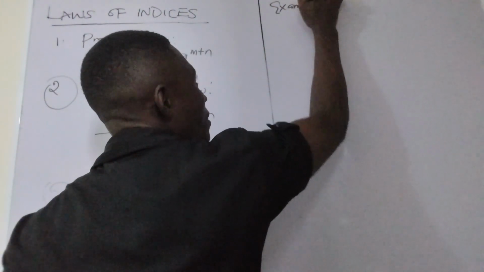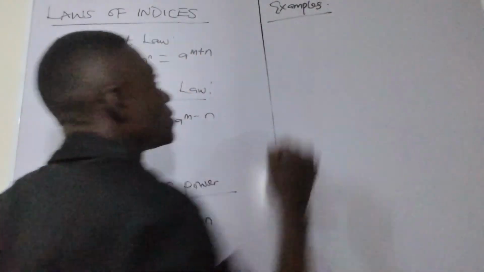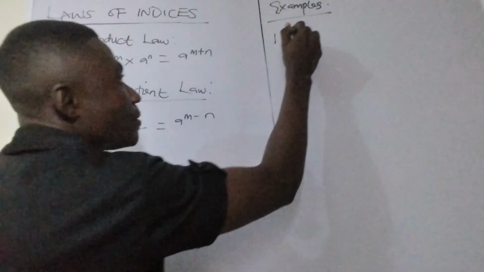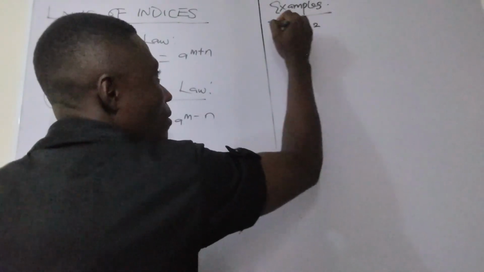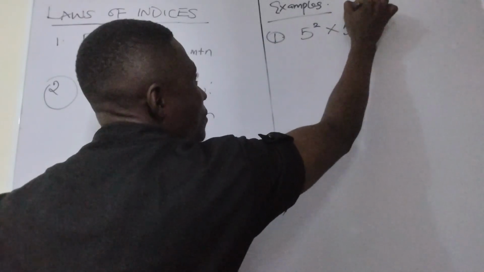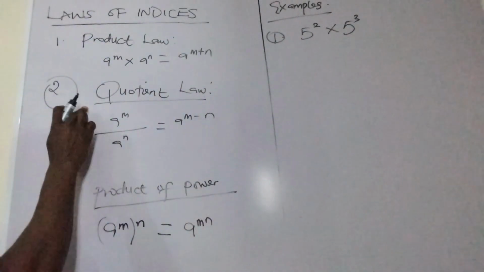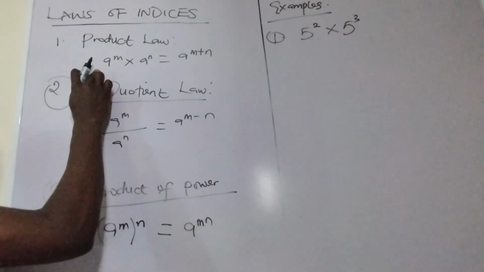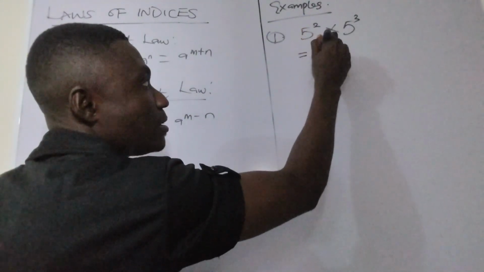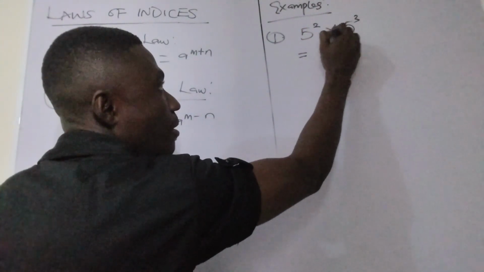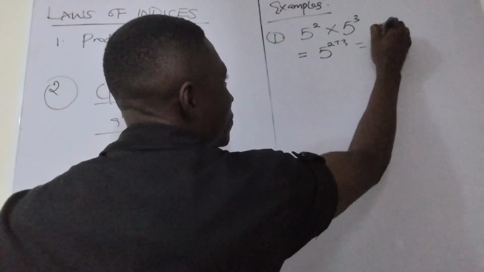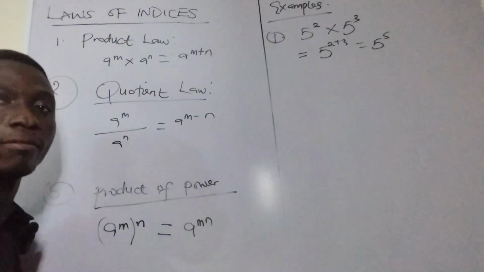Examples. So let's say for number one, we are given 5 to the power of 2 times 5 to the power of 3. So the first law, which is the product law, says that since the bases are the same, there is 5 here, there is 5 here, we can easily say that that's the same thing as 5 to the power of 2 plus 3, which means 5 to the power of 5.